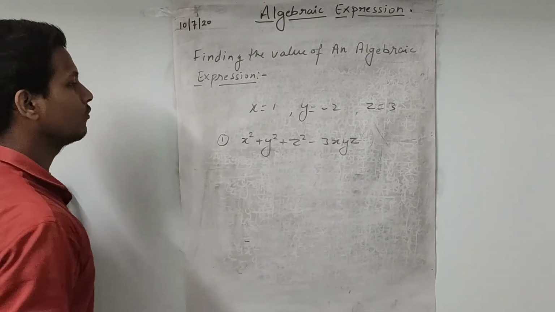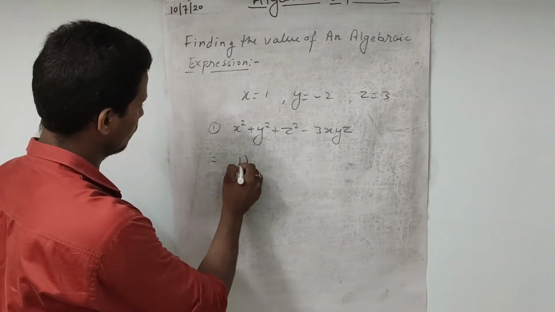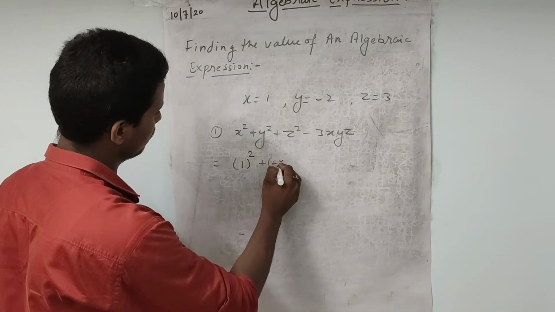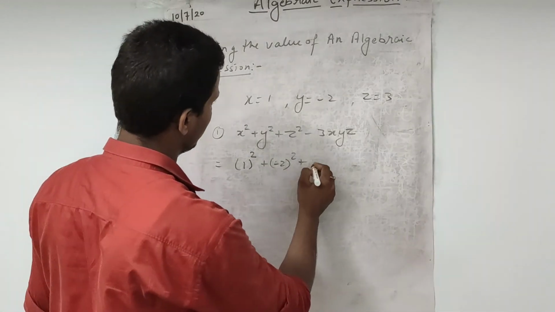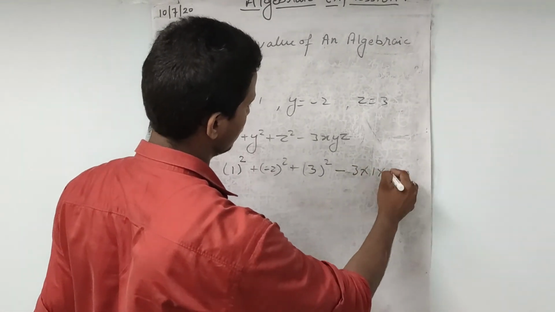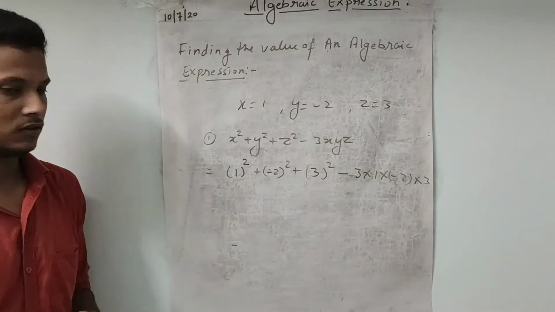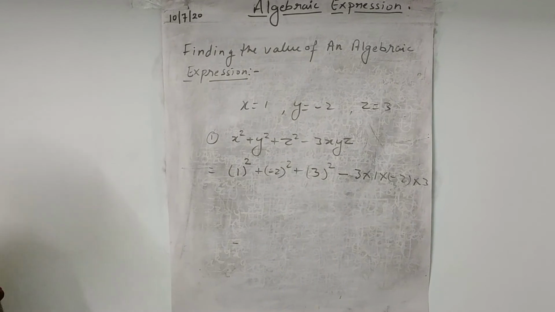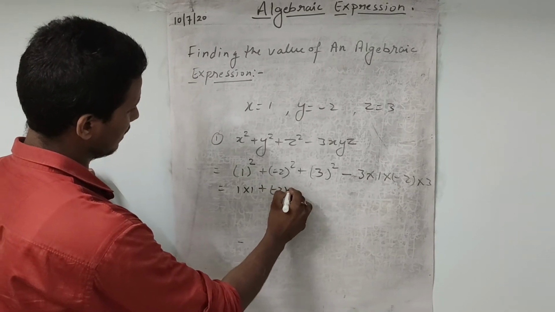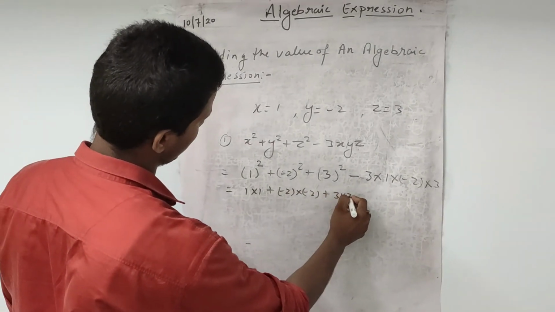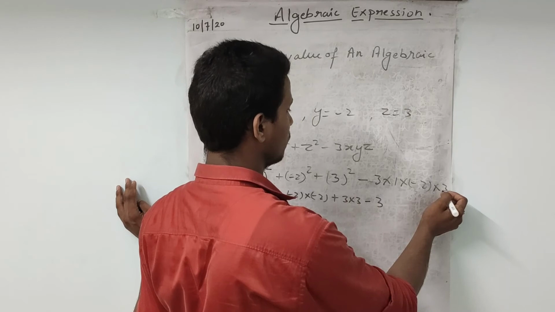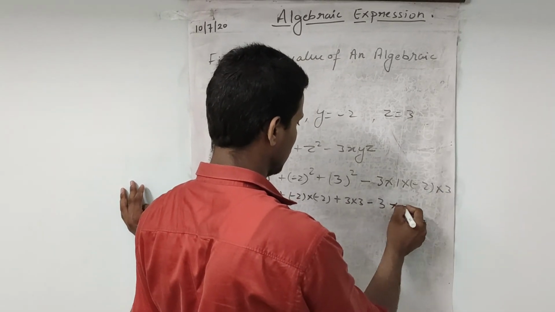So what we need to do is put the values here. In the place of x we put 1, in the place of y we put minus 2, and in the place of z we put 3. Now minus 3 into 1 into minus 2 into 3. So we have put the values here. Okay. Now we need to check. Square means 1 multiplied by 1, minus 2 multiplied by minus 2, plus 3 multiplied by 3. Then minus 3 into 1, that is minus 3, into minus 2, that is minus 3 into minus 2.